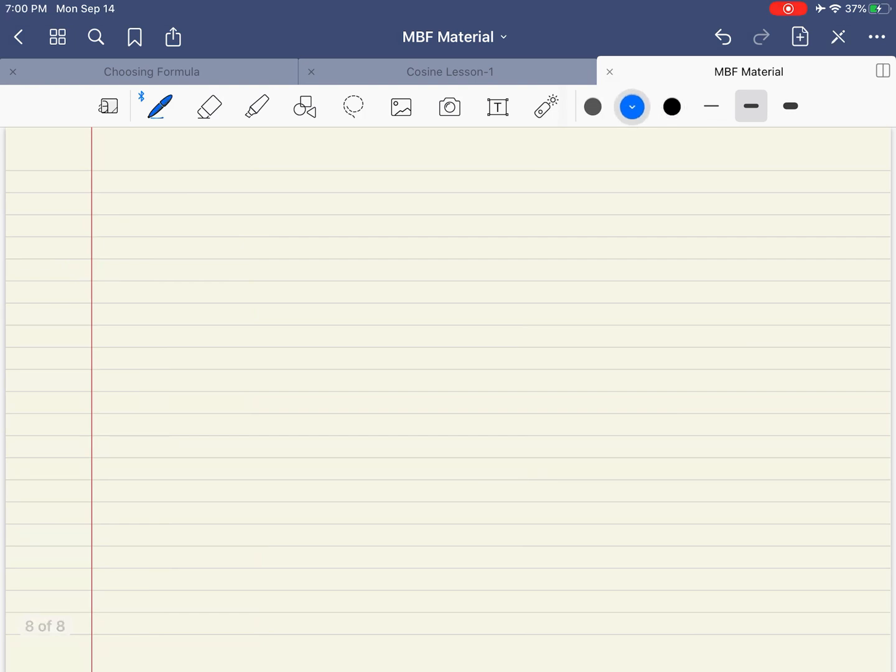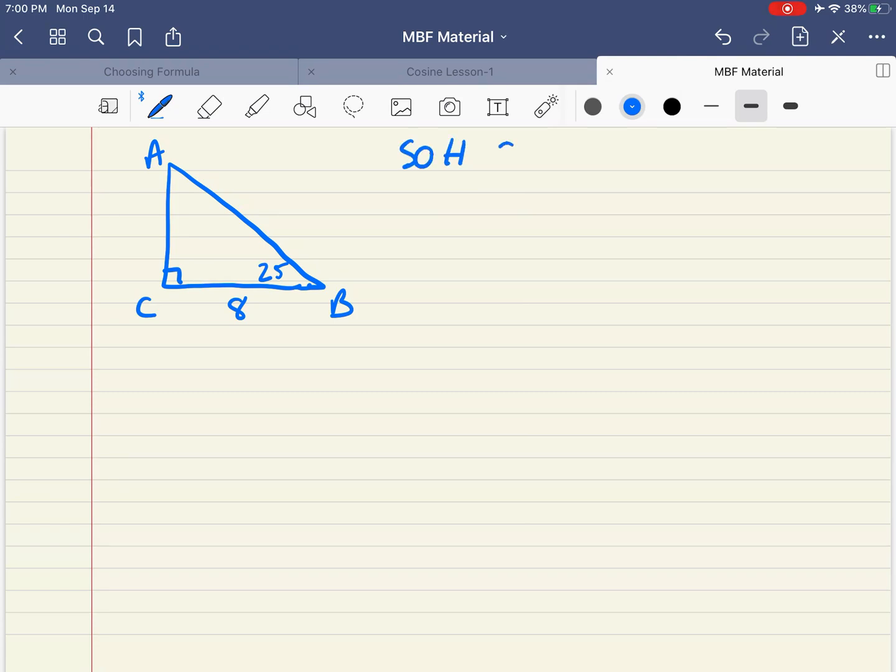Okay, so this one here, let's draw another triangle. Okay, I'm going to call this ABC, and this is going to be 25. Oops, that doesn't look very nice. 25, and this is going to be 8. Okay, so I'm looking at this triangle. The first thing I notice is angle C is a 90 degree. Because it's a 90 degree, I can use SOH CAH TOA. That's pretty much immediate.